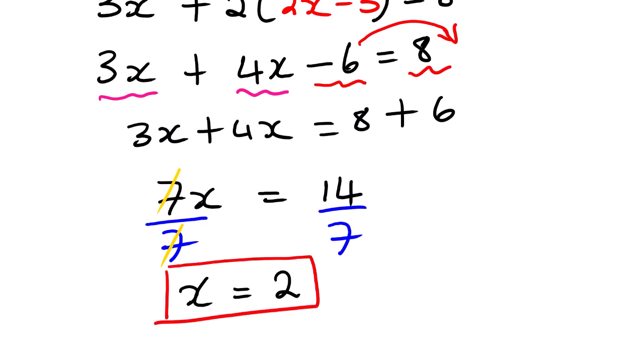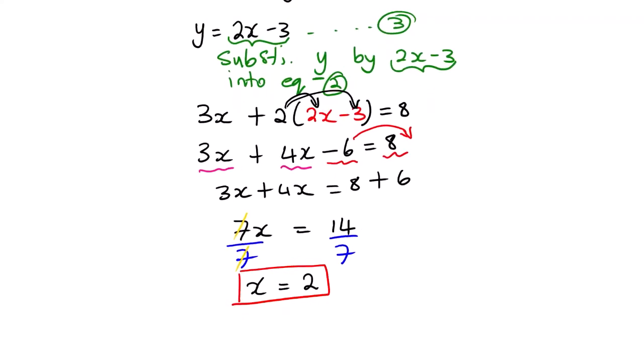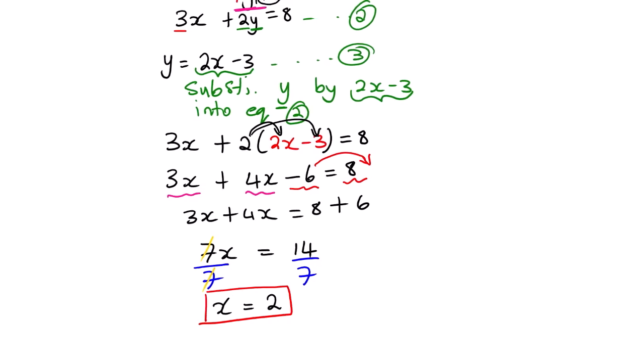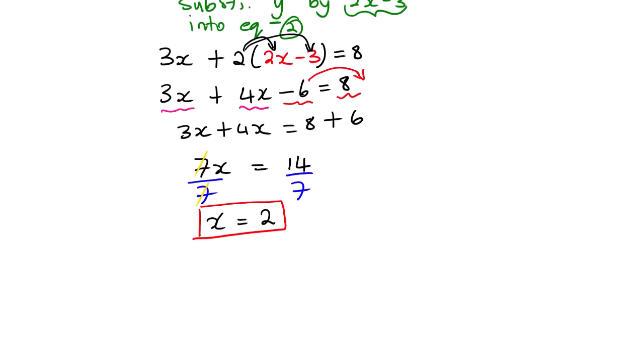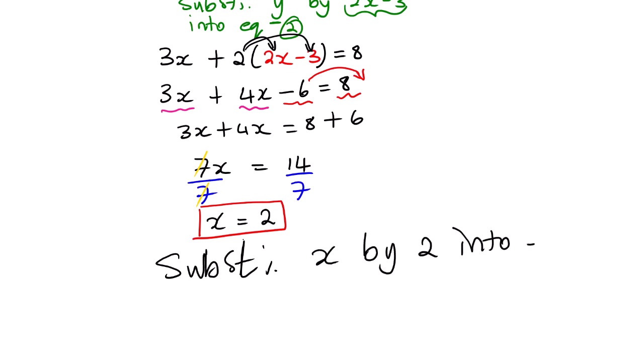Remember, we are solving for x and y, so we need to solve for y. The value of x is 2. Now how do we solve? We just need one of the equations. We can take also equation 3. So we are going to substitute x by 2 into equation 3.